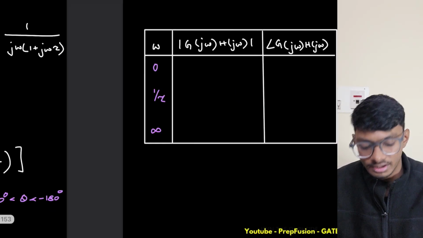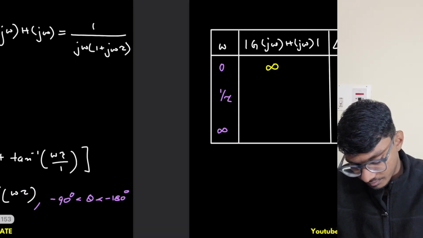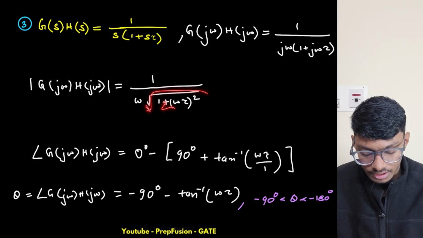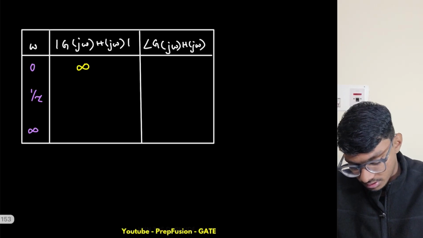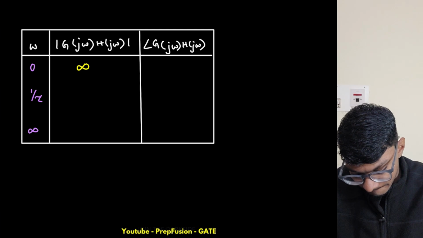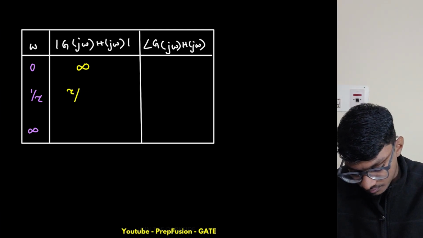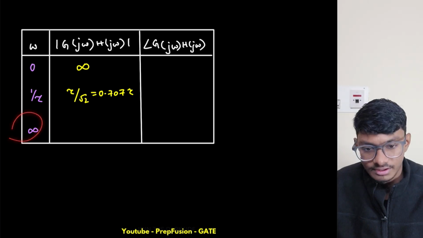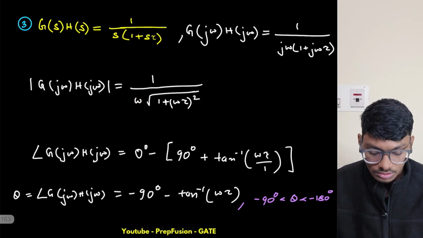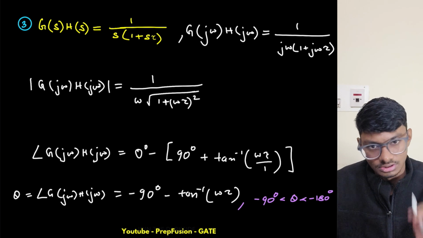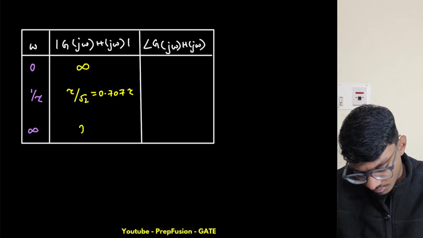So what do I get? I get infinity itself. So this will be infinity. And what about this one? If I put 1 by tau here, then this will be under root 2, and 1 by tau, so this will be tau by under root 2. Do it for yourself, I'm doing it just a bit fast, you solve it slowly. So it is tau by under root 2, or we can write 0.707 tau. And what about infinity? If you put omega equals infinity, this is infinite and infinite, and this is finite, so 1 by infinity is 0 itself. So this will be 0.